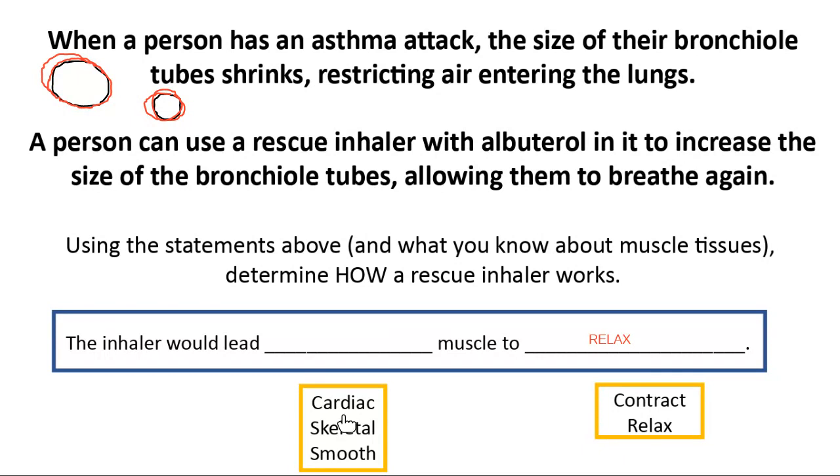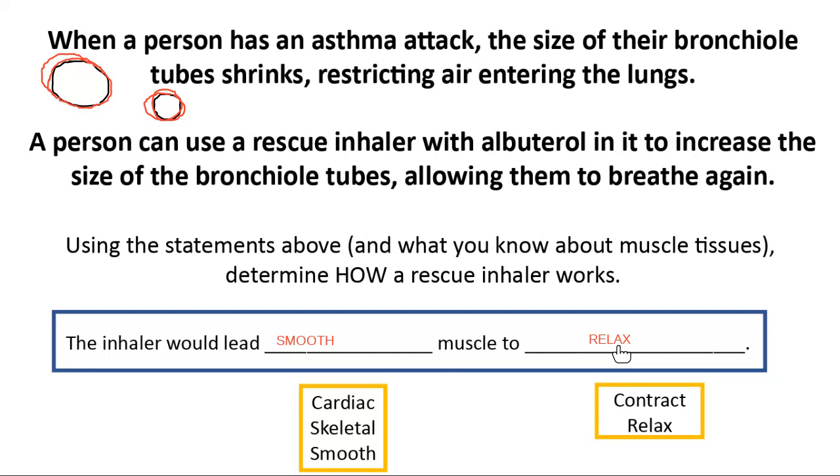Absolutely. So when we're talking about the bronchial tubes, which are the small tubes inside the lung, the lung is not inside the wall of the heart. It can't be cardiac muscle. It tells me that the type of muscle we're talking about is smooth muscle. So the way that a rescue inhaler works is it sends a chemical message to the smooth muscle that lives inside your airways. It tells that smooth muscle, hey, let's relax, chill out. We need more space for air to come into the lungs.